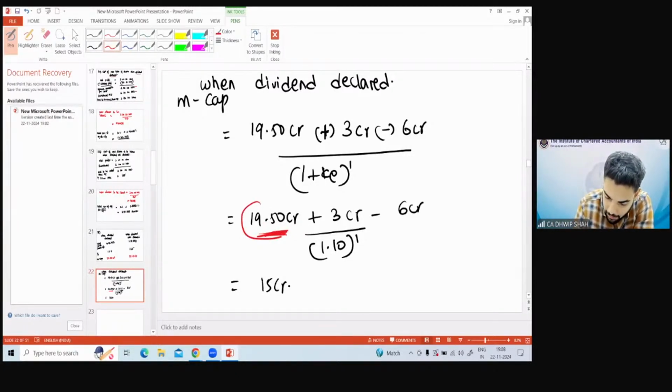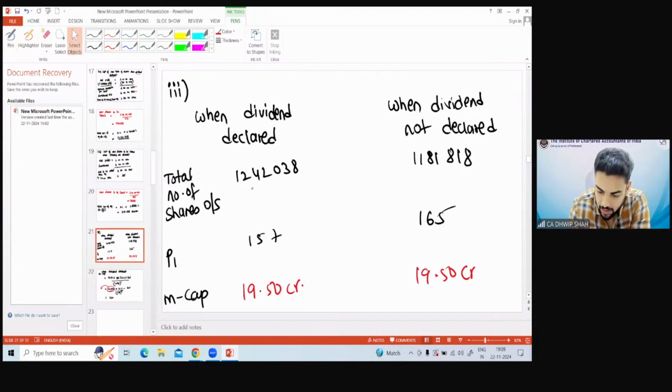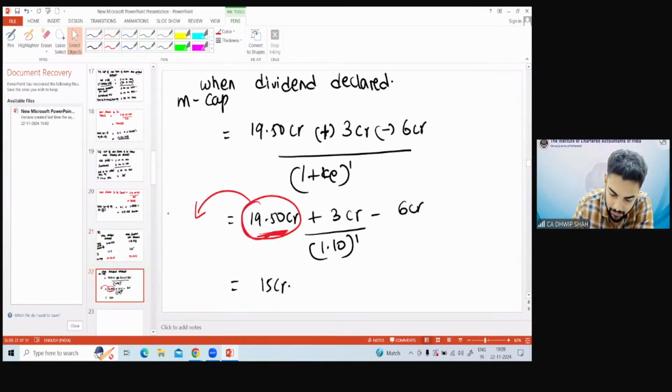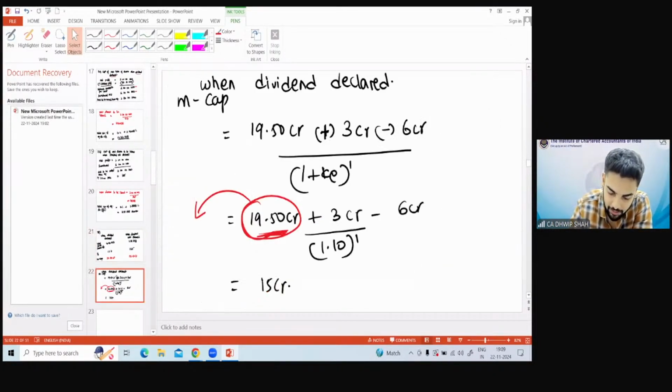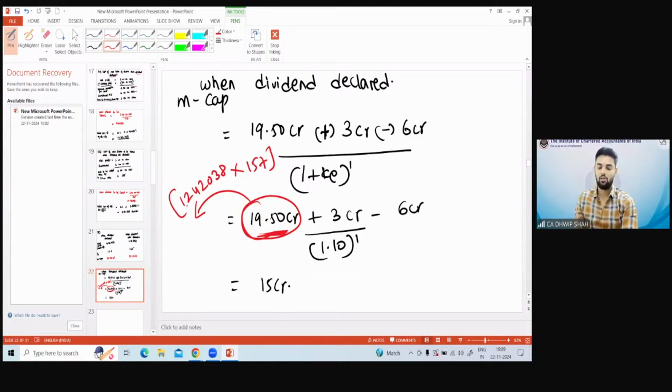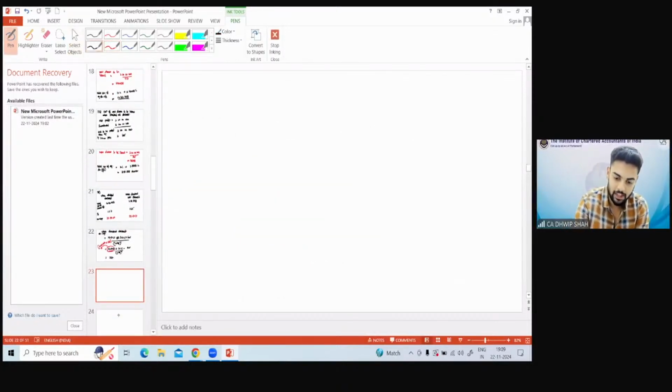How did 19.5 come? It was nothing but the total number of shares outstanding multiplied by the price. So it was 1242,038 multiplied by 157. Correct? This was how 19.5 was derived when dividends were declared. Yes or no?